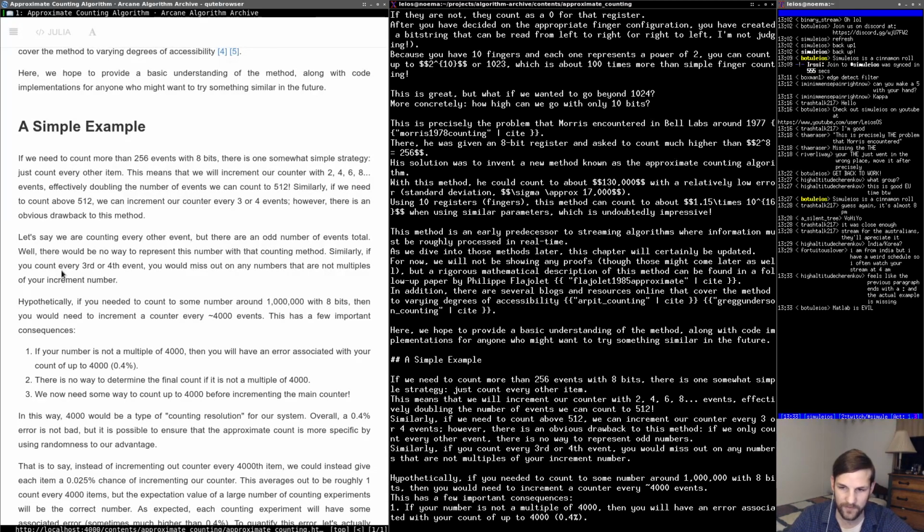Similarly, if you count every third or fourth event, you'd miss out on any numbers that are not multiples of your increment number. Feels like the previous paragraph ends with a colon, and the actual example is missing. Right.